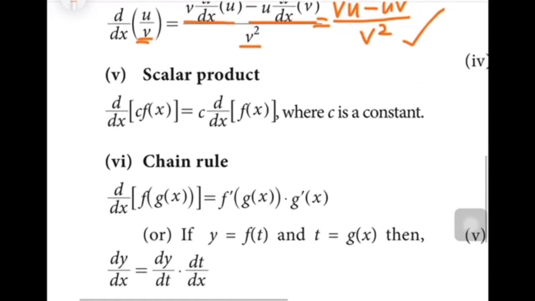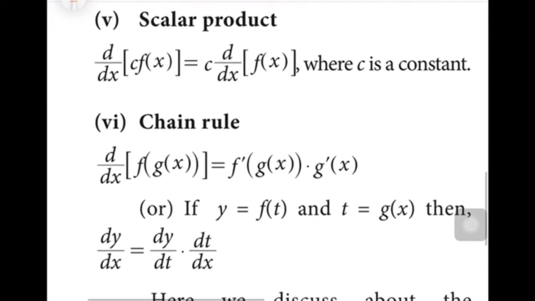Scalar product. If you multiply a function by a scalar, then you can take it common out. Okay, see, you can take it outside because it is a constant, not a variable. If it is a constant, you can take it outside. So, d by dx of c into f of x is equal to c into d by dx of f of x. Okay, f of x is a function of x, but c is a constant. So, you can take it outside. You don't differentiate a constant.